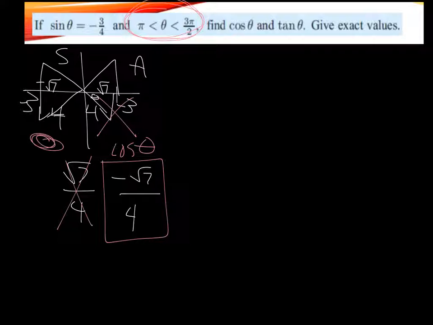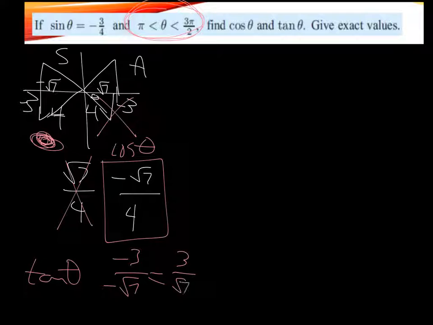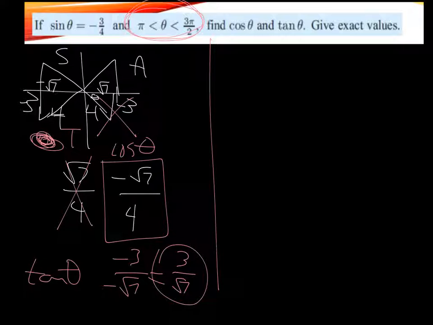For tangent, we're still looking in the same area, this area here, and we're doing opposite over adjacent. So opposite is negative 3, and adjacent is negative root 7, so that's going to be 3 over root 7. The reason we're getting a positive answer there is because this is tangent's area, so tangent should be positive. Cosine is negative because, again, it's tangent's area, only tangent is positive. So there we have the bow tie method.